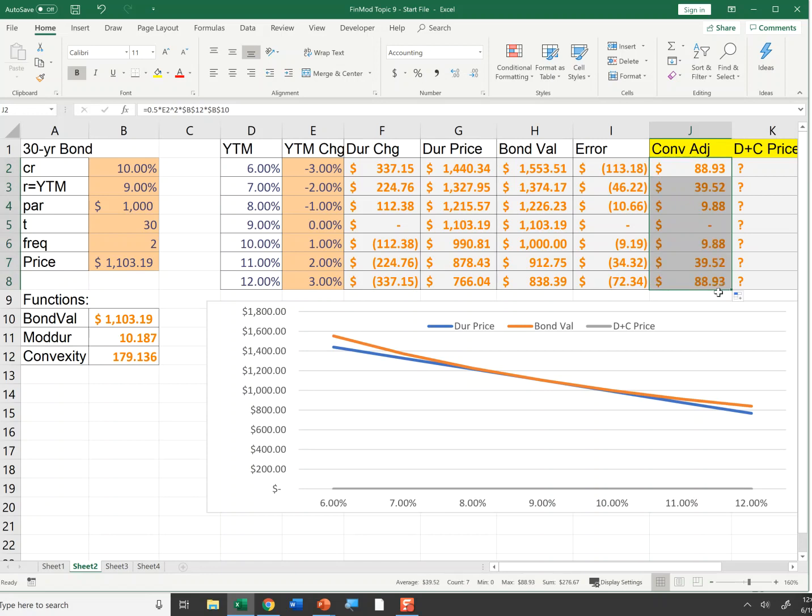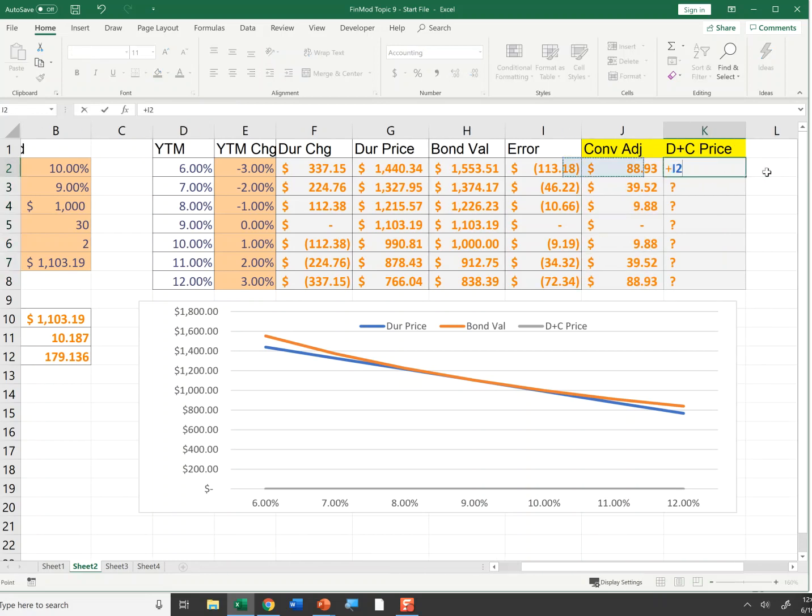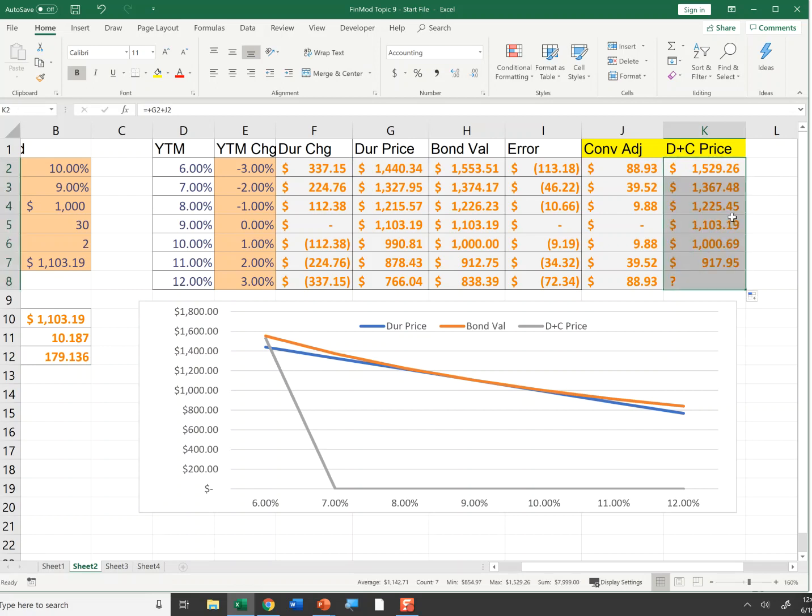I'll copy that. So I'm going to then take my duration, my linear estimated price, plus my convexity or curvature adjustment, and I get these values, which account for both the first and second order derivatives. Now notice this duration and convexity price is plotted along this gray line here, and it almost tracks perfectly with the actual price yield relationship. However, it's not exactly right.